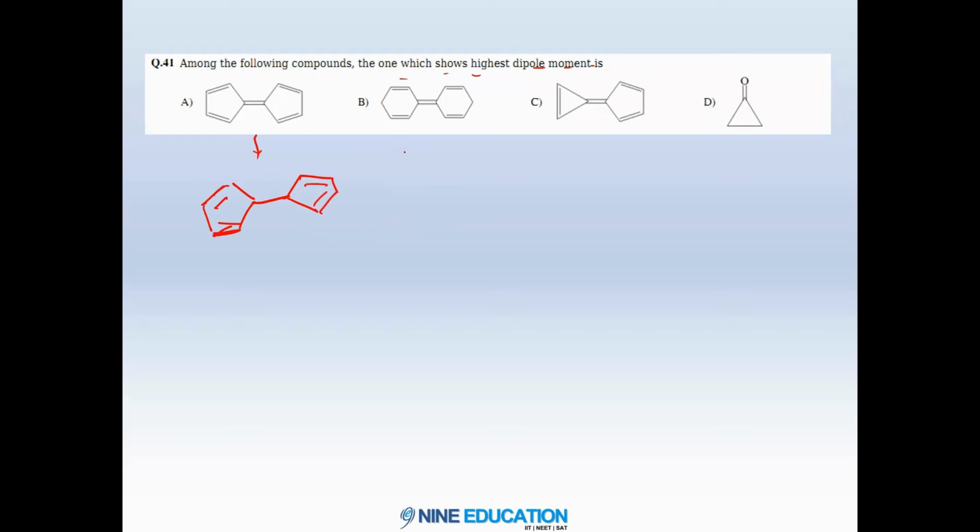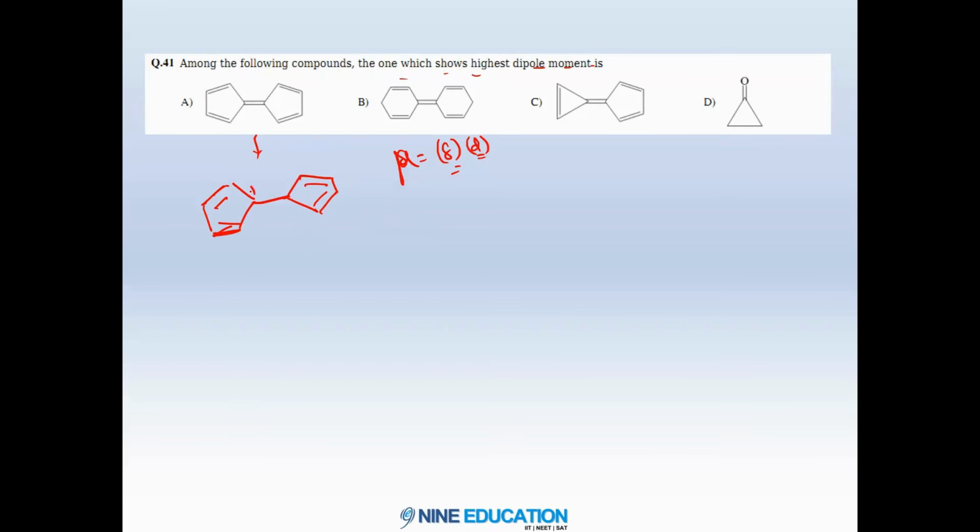So dipole moment mu is proportional to charge multiplied by distance. Everywhere we are comparing only the C double bond C, so the distance more or less is going to be the same, except in this case. So this is not the main factor. The main factor will be the charge. Whoever gets more charge separation will be the perfect answer.